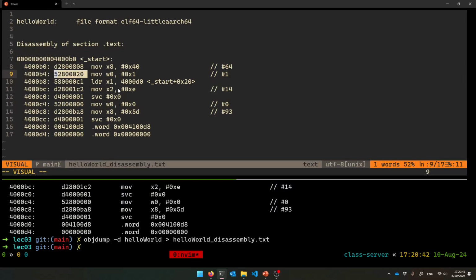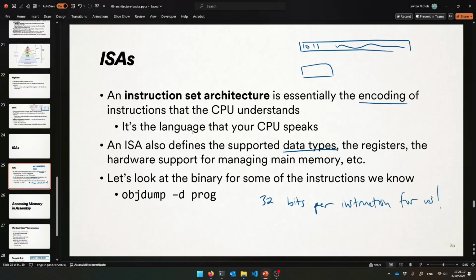Interesting. Here's another move on an X register. You see that they both start with D280, I guess. That's pretty cool to think about. Move into a W register: these guys start with 5280, it seems. And yeah, that's the encoding. These are the bytes that actually encode, and that's what the CPU sees and executes. It's like, all right, I understand that this is SVC 0 because these bits correspond to that. That's what the ISA has agreed upon. Isn't that cool? So that's that in a nutshell. I think that's fun to think about.